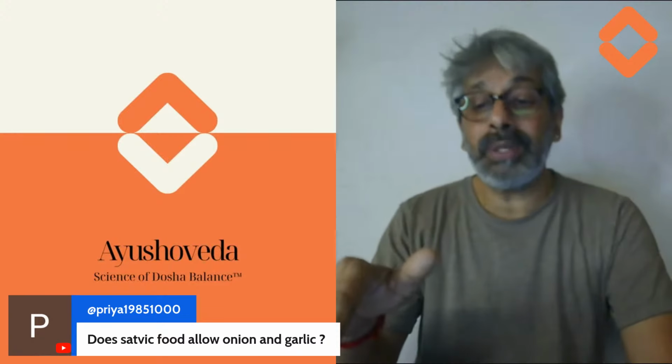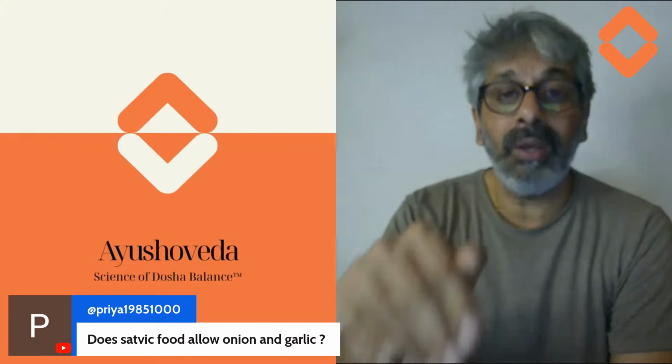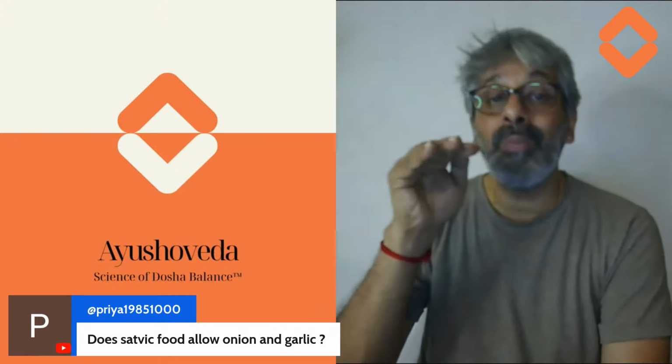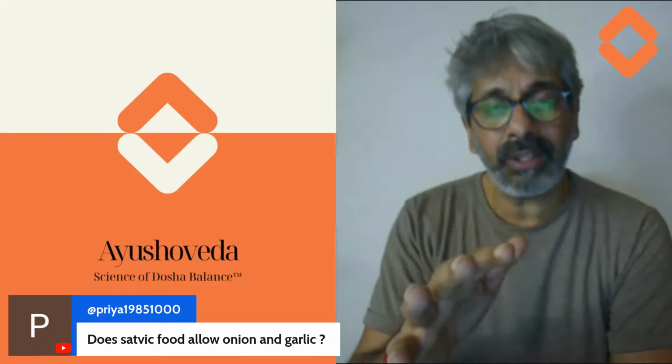But I would say, since you asked me that question, onion and garlic are more tamasic than sattvic. But it depends upon who is consuming it. If a person decides to stay in the state of sattva, you give him anything, it is sattvic for him. I don't know whether I've confused you.